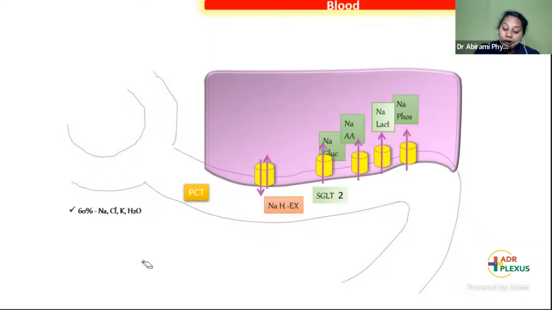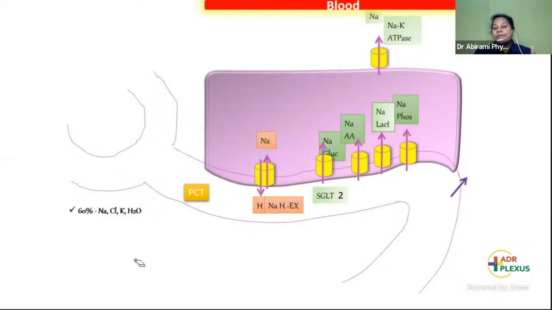Let's look at one more transporter: the sodium hydrogen exchanger, through which sodium moves inside and hydrogen is moved into the lumen. All the sodium accumulated inside the cell moves out into the blood through the sodium potassium ATPase. So we find that there are several co-transporters and one anti-transporter. This is important because the sodium glucose, sodium amino acid, lactate, and phosphate co-transporters are all a type of secondary active transport, which is co-transport.